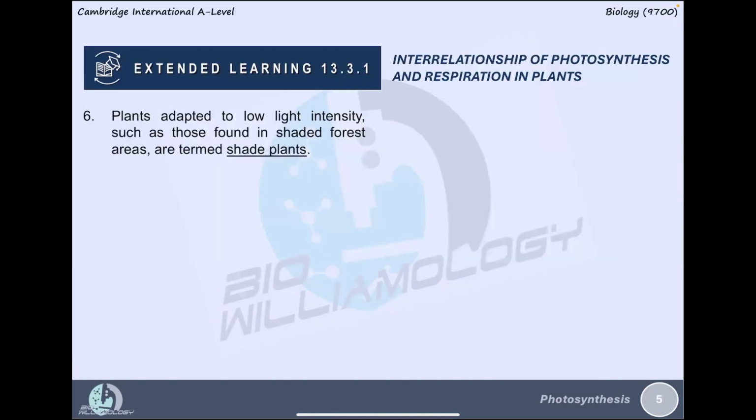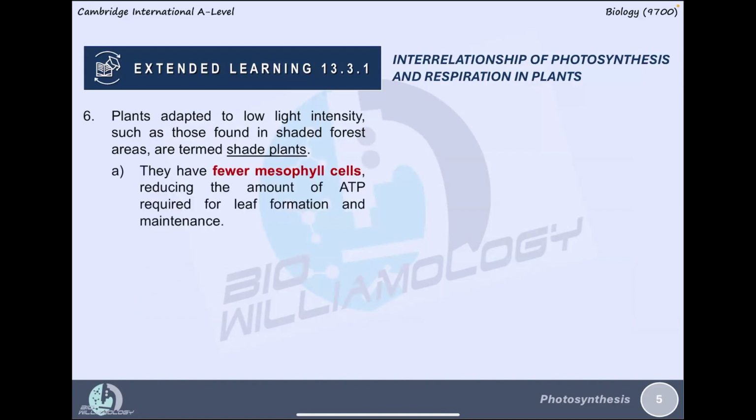On the other hand, the plant adapted to low light intensity is known as shade plant. And they have fewer mesophyll cells. It makes sense because they have low light intensity, so no point for them to have many mesophyll cells. With a low number of mesophyll cells, the amount of ATP required for the leaf formation and maintenance will be lower.